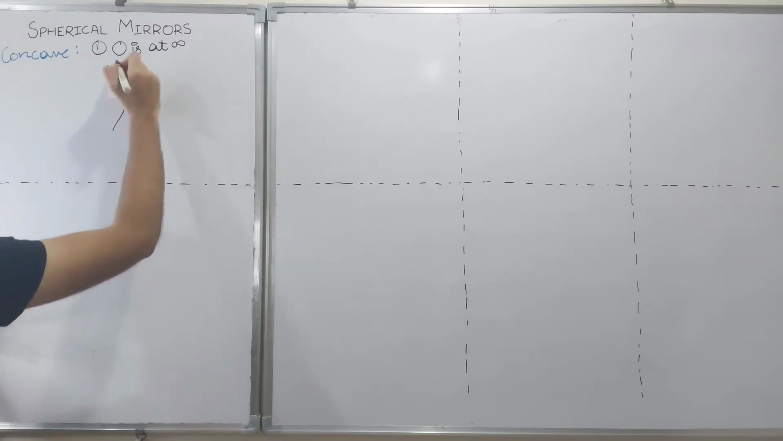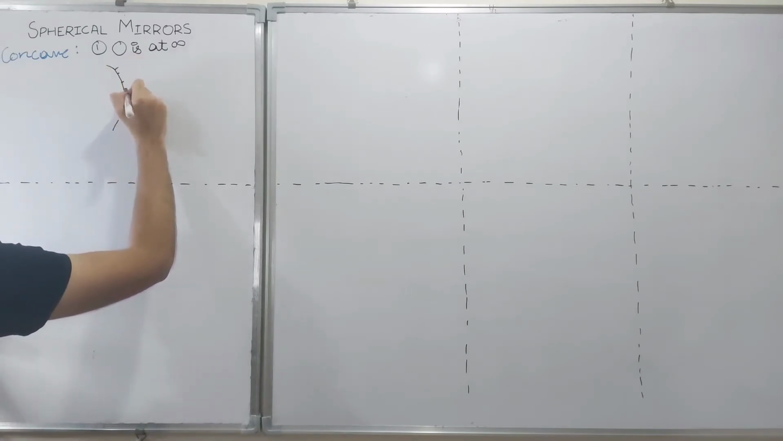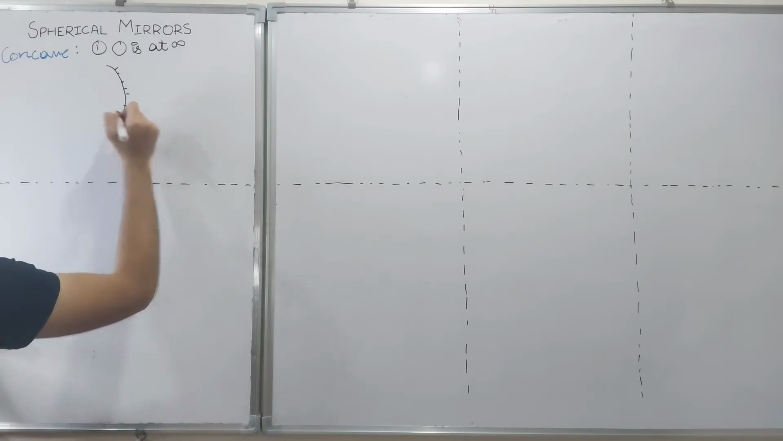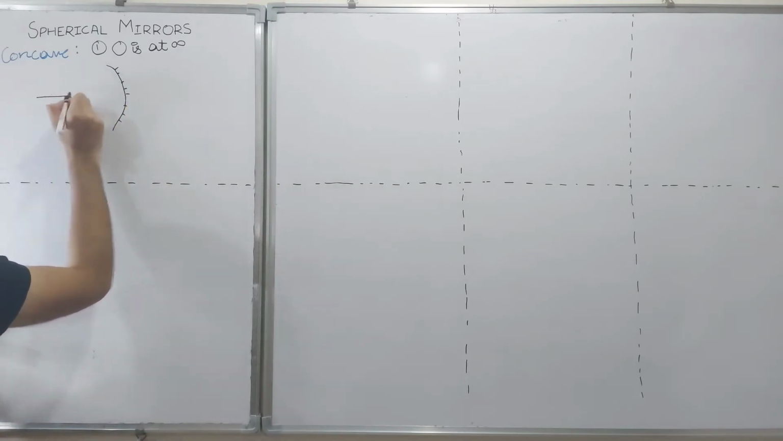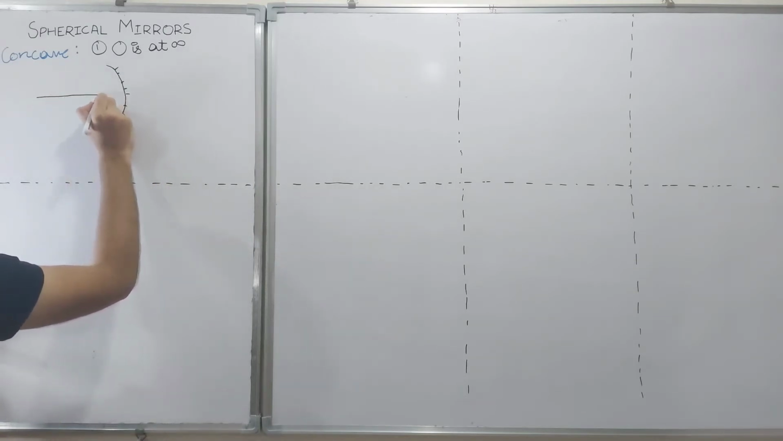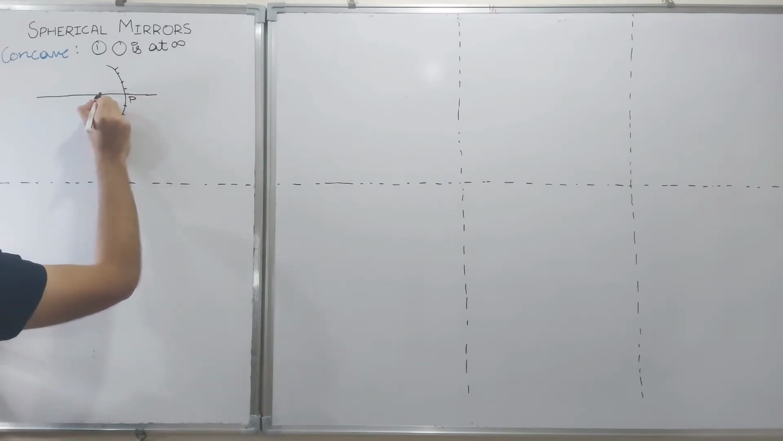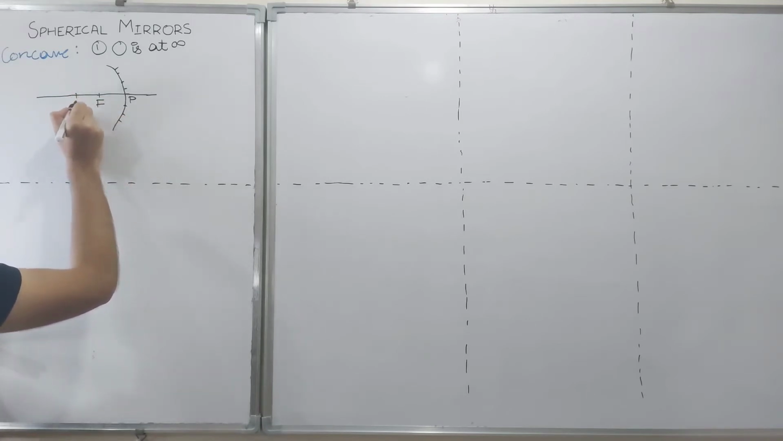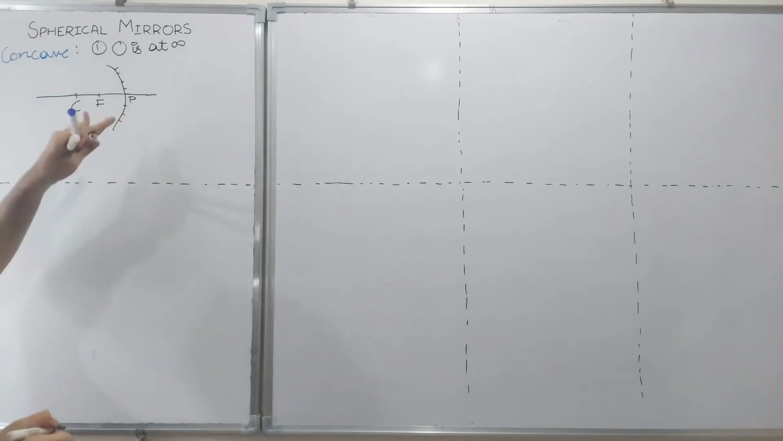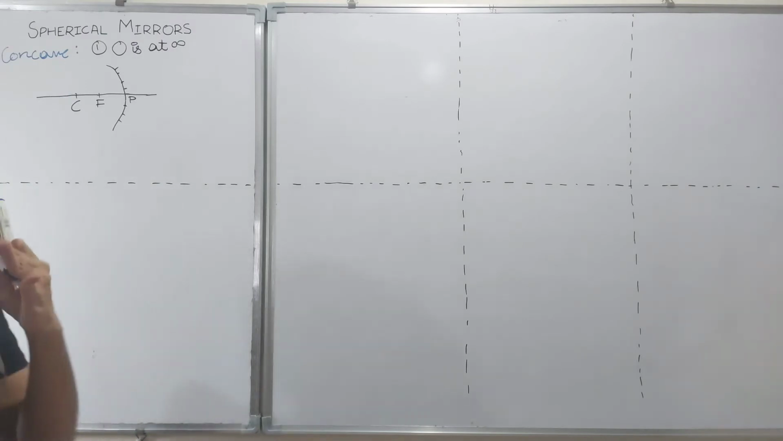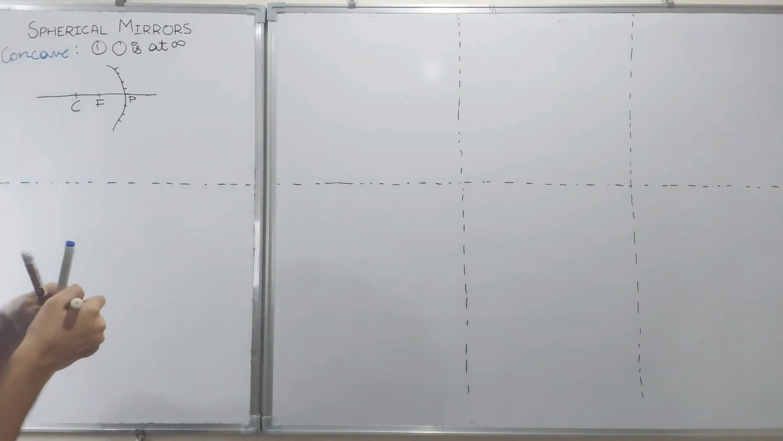See, this is our concave mirror that we are having. This is the principal axis, and this is the pole. This is the focus. This is the center of curvature that we are having. So pole, focus and center of curvature, you all have to mark like this only.